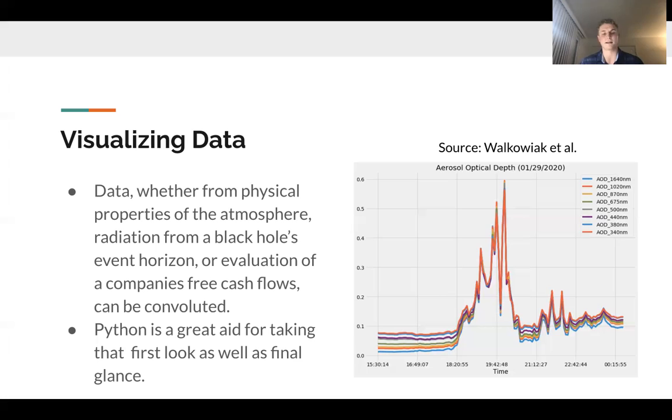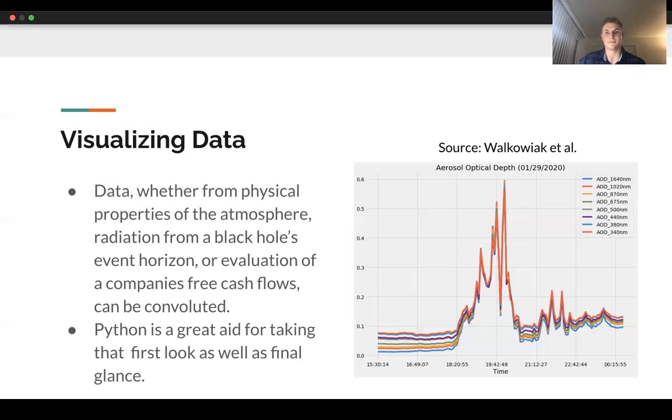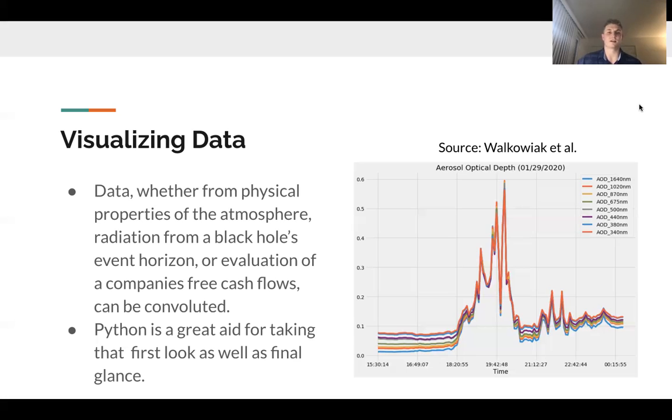Python is a great aid for taking that first look, as well as the final glance eventually when you're done with your experimental hypothesis and drawing conclusions. You can see exactly what you did and how it relates to your first initial visual and what was going on when you really took that first stab at your data.